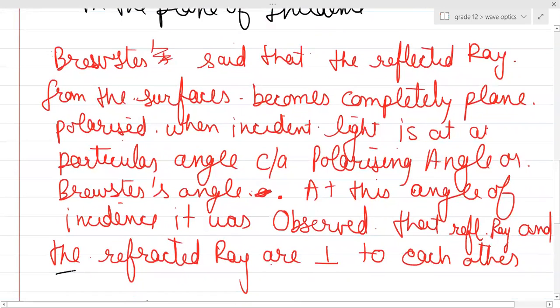By the way, this statement which I have written in red is basically called Brewster's law.